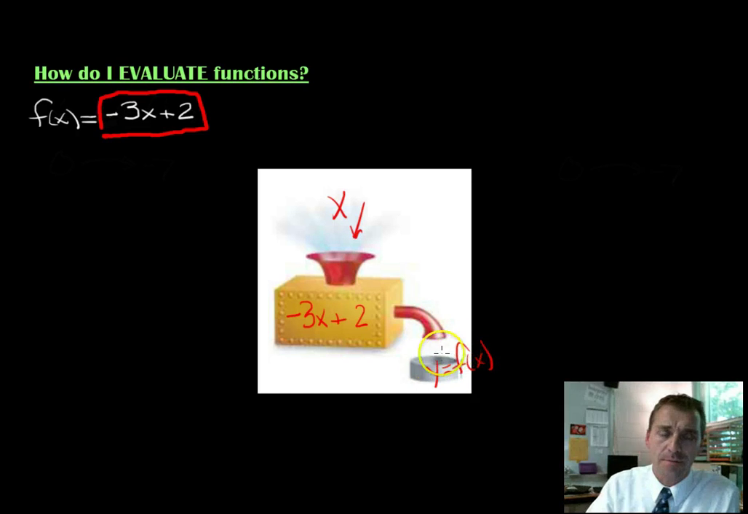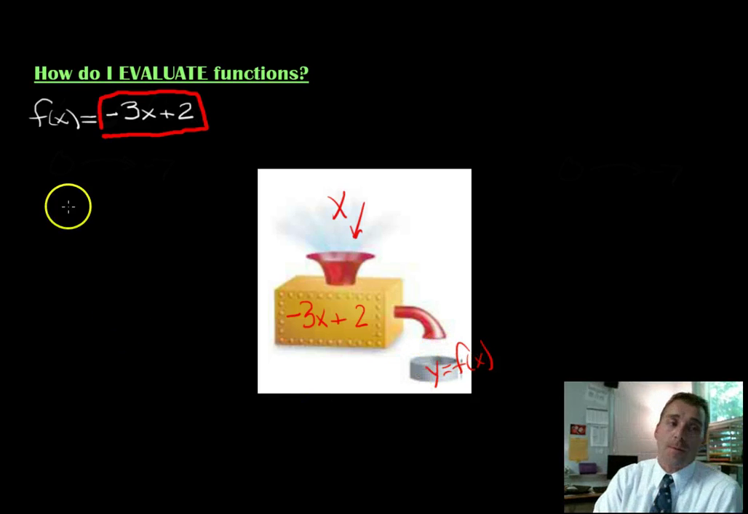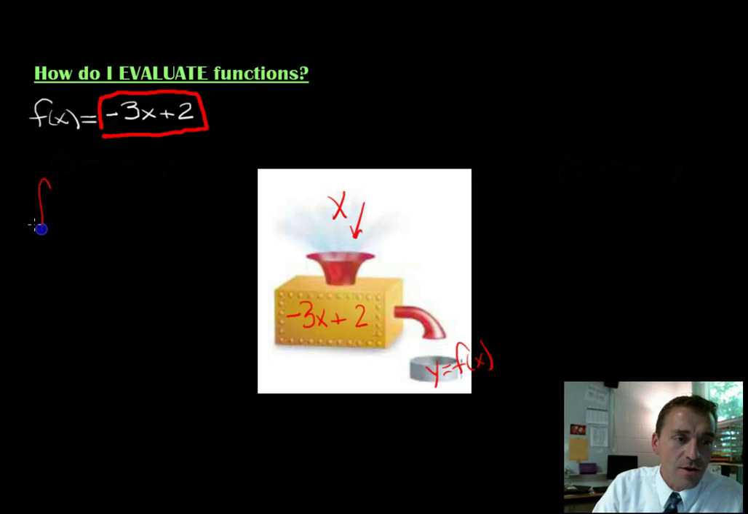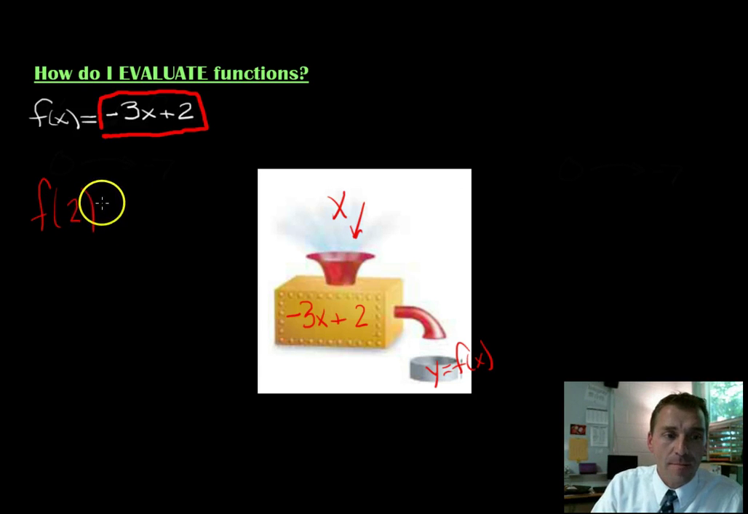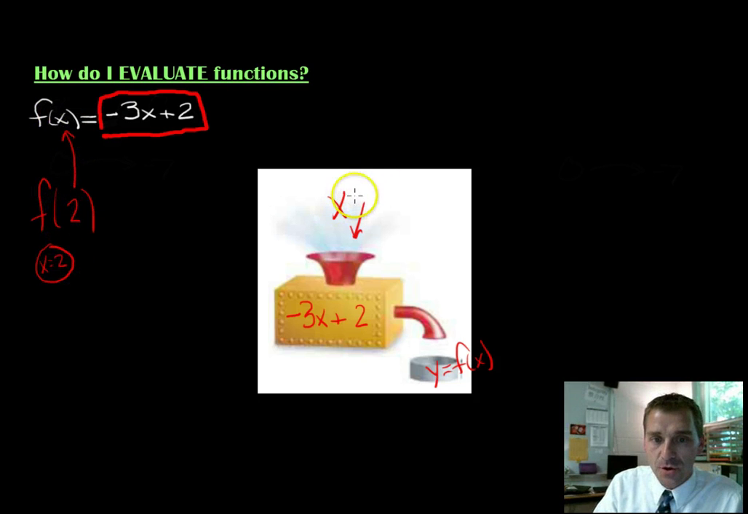So what am I talking about? Well, let's do our first one. Let's say I want you to evaluate this function when x is, I don't know, a positive 2. Well, that means this. I am really just asking you to put this 2 in for x. So evaluate this function when x equals 2. That means I'm going to put a 2 into this function machine. It's going to insert it here for x, and it's going to do -3 times 2 plus 2.